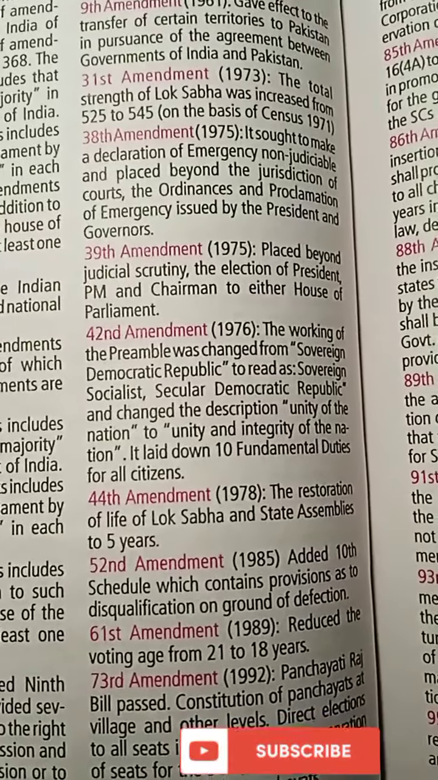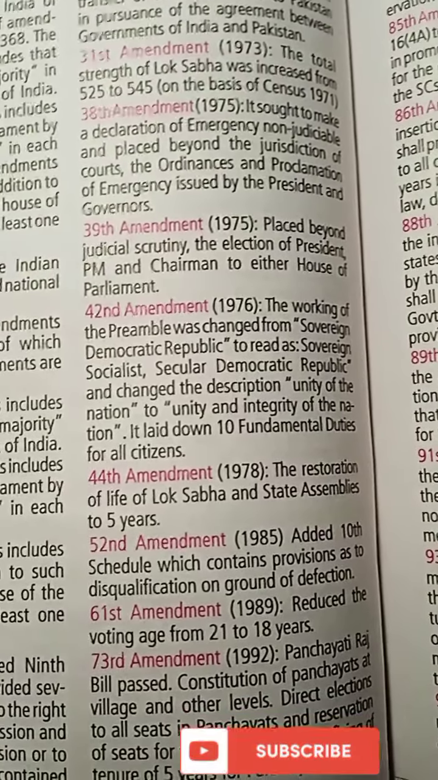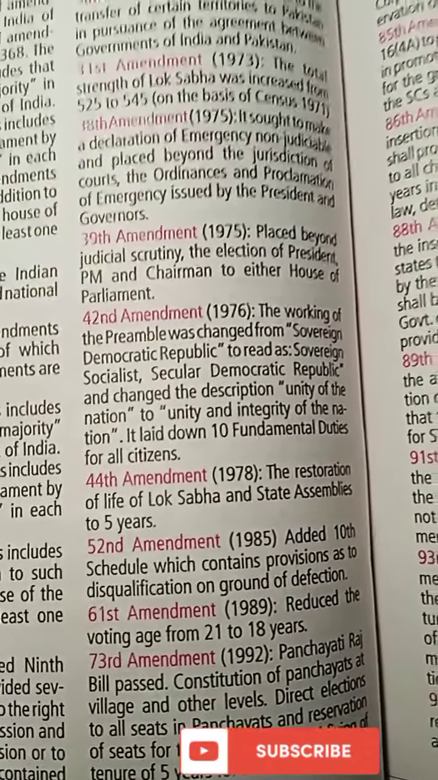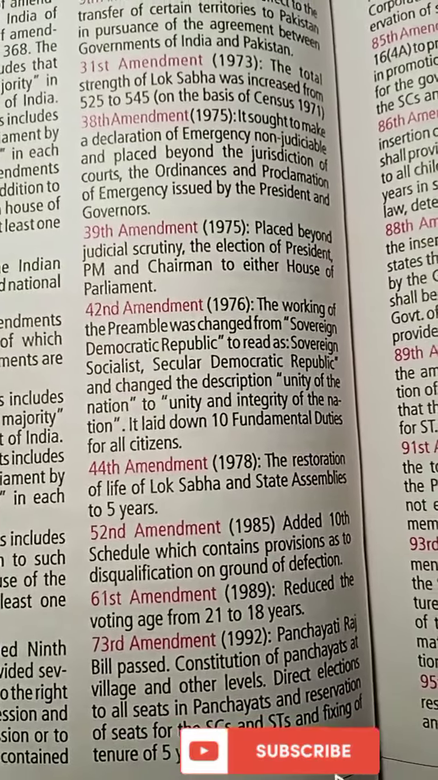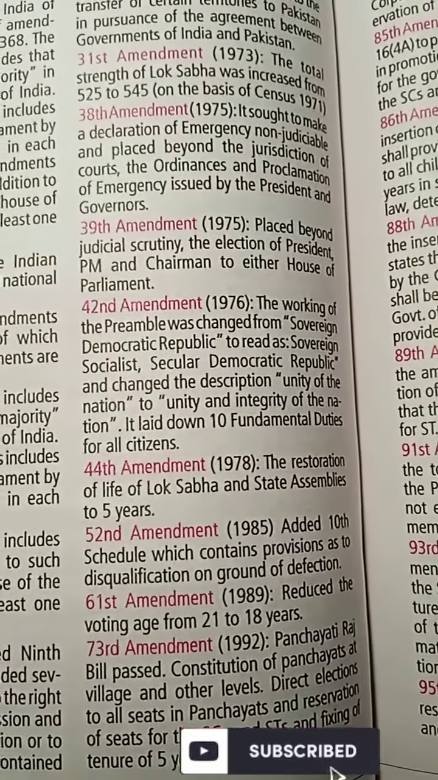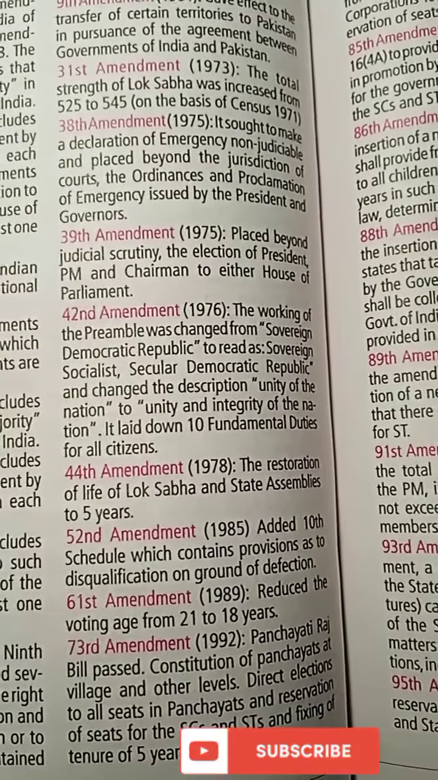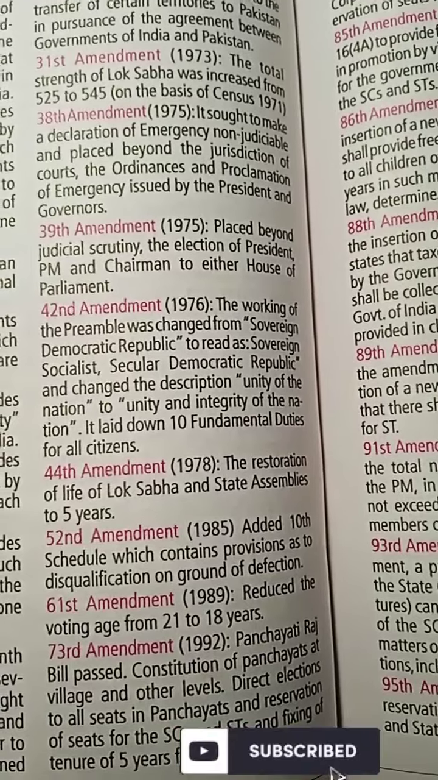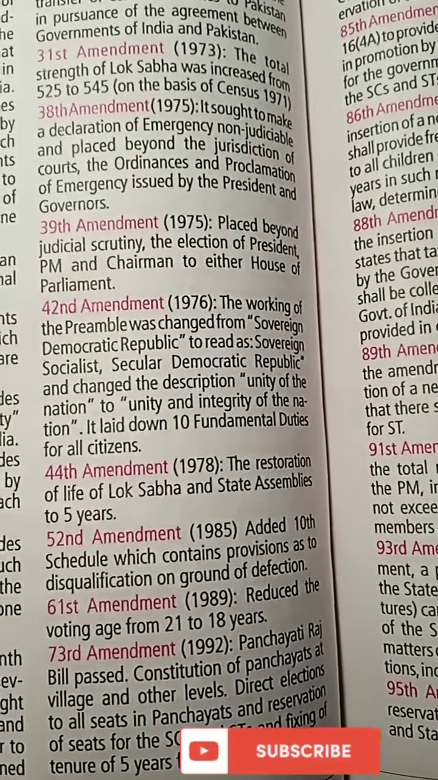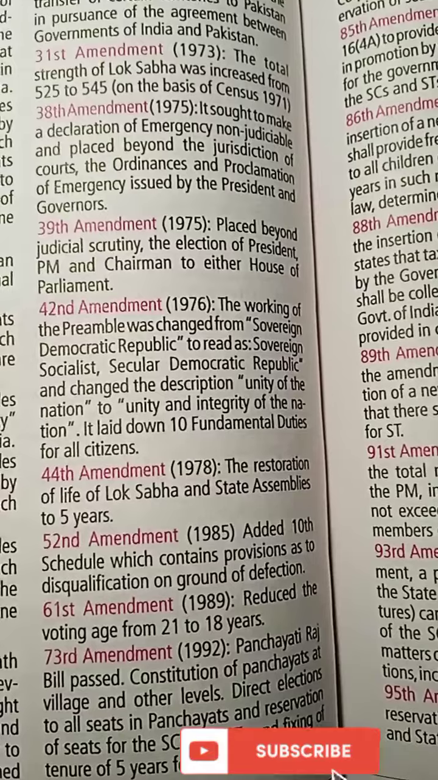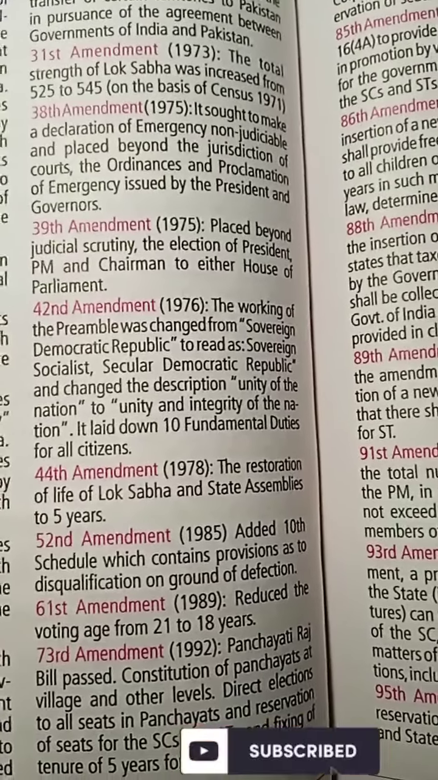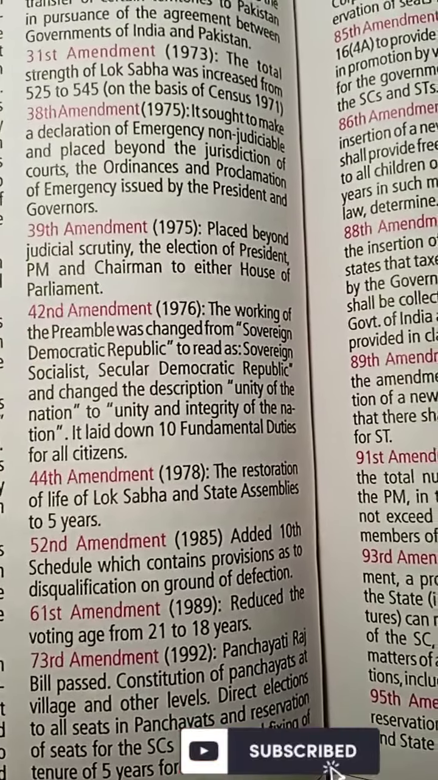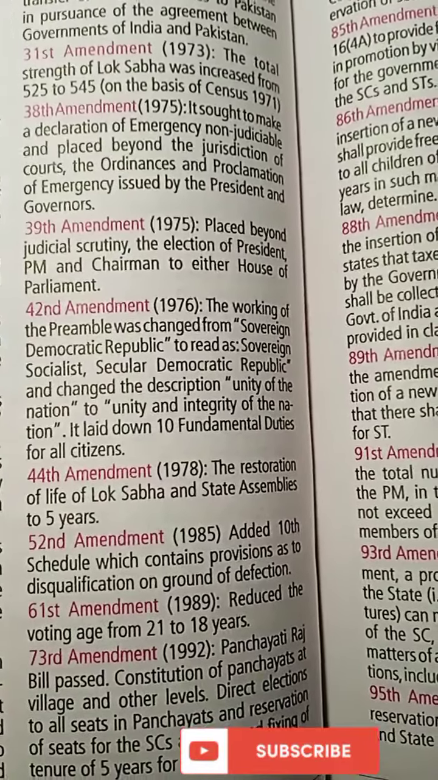39th Amendment in 1975 placed beyond judicial scrutiny the election of President, PM and Chairman to either House of the Parliament. 42nd Amendment in 1976. The wording of the preamble was changed from Sovereign Democratic Republic to read as Sovereign Socialist Secular Democratic Republic, and changed the description Unity of the Nation to the Unity and Integrity of the Nation. It laid down 10 fundamental duties for all citizens.